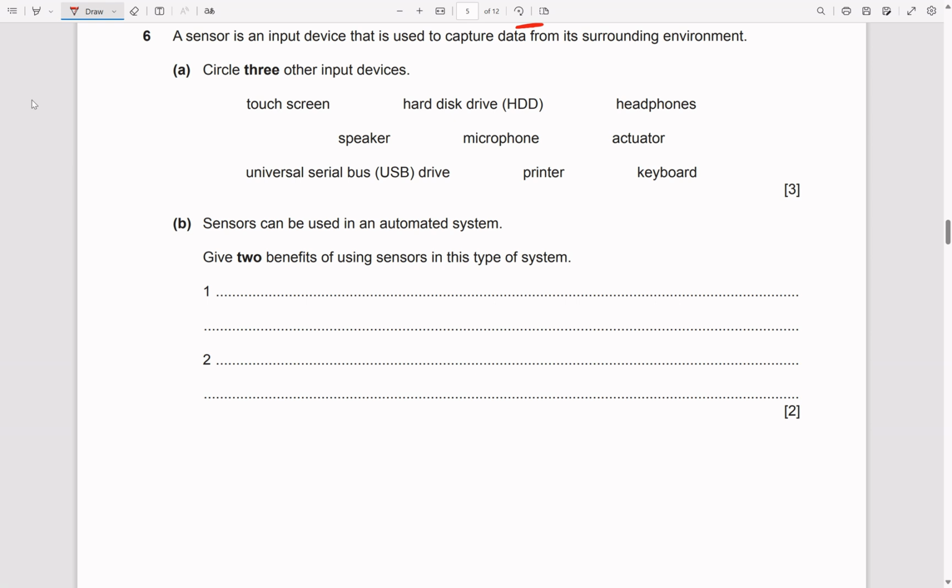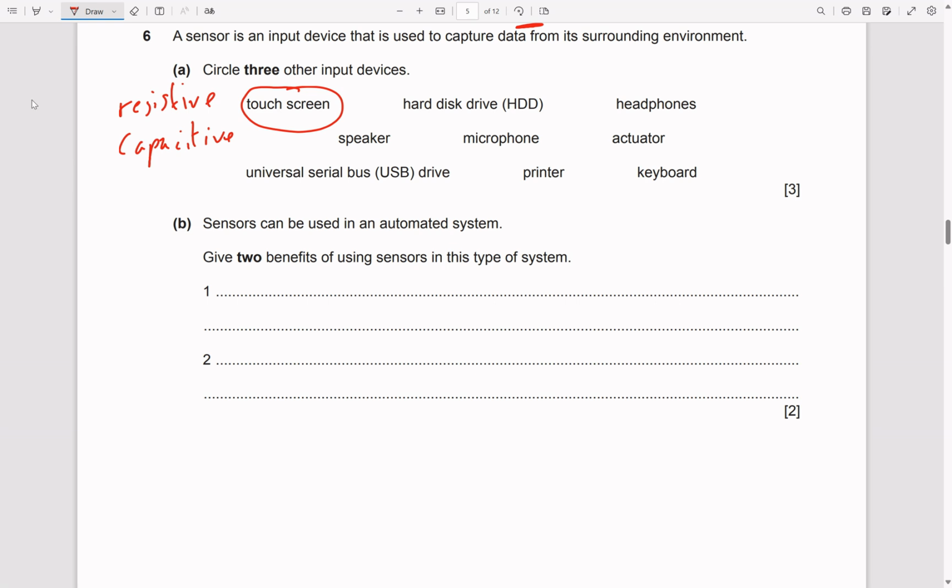Next, it says a sensor is an input device that is used to capture data from its surrounding environment, and we want to circle 3 other input devices. Right, okay, so obviously a touchscreen is going to be an input, because it's going to input the coordinates of the touch. Remember that there are actually 2 types of touchscreen: resistive, and also capacitive. I think for IGCSE they don't really need you to know the difference between these, so hopefully they won't ask about this.